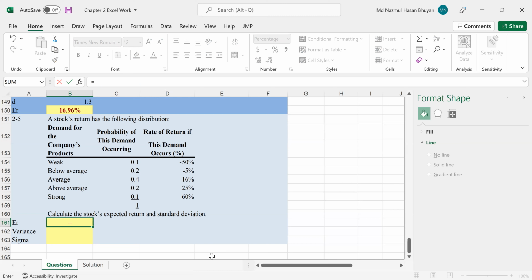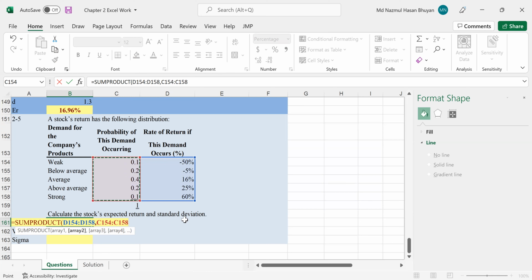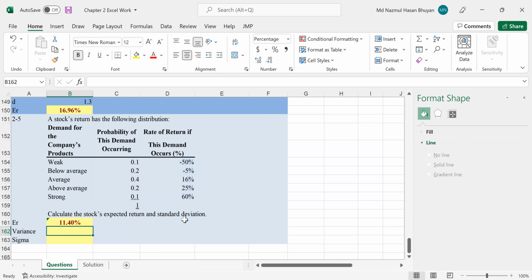So again, we are going to use sum product function. Then we are going to choose all the returns in all the scenarios. Then we are going to apply probability of each of these scenarios as the weight to get the weighted average return of the individual scenarios. So in this case, our expected return is 11.40%.